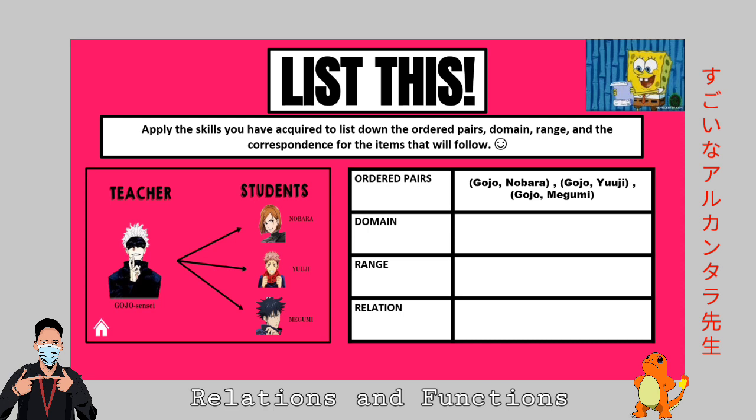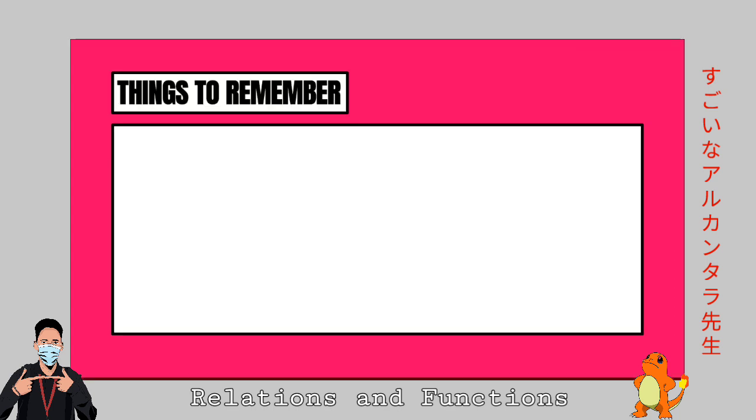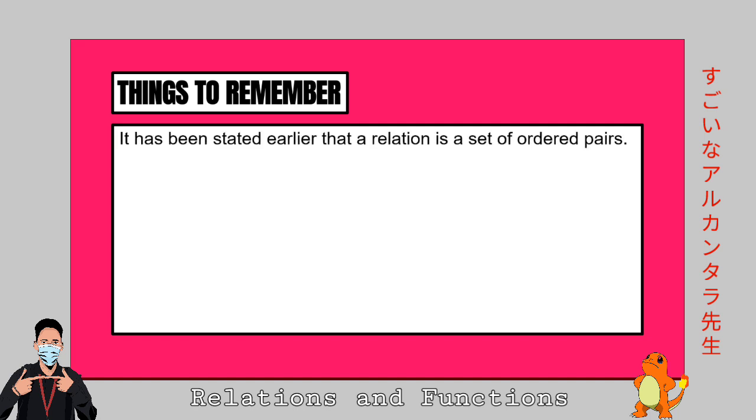The domain is, of course, apropos, since it's the guy who can do the domain expansion. We have Gojo Sensei right there. Then for the range, we have the students, Nobara, Yuji, and Megumi. And again, this is 1 to many. Okay? And these are the things that we have to remember.